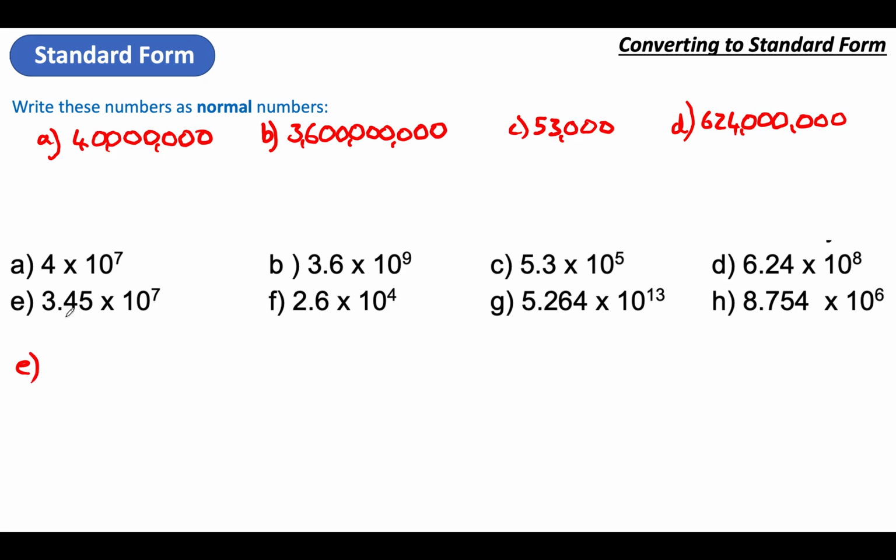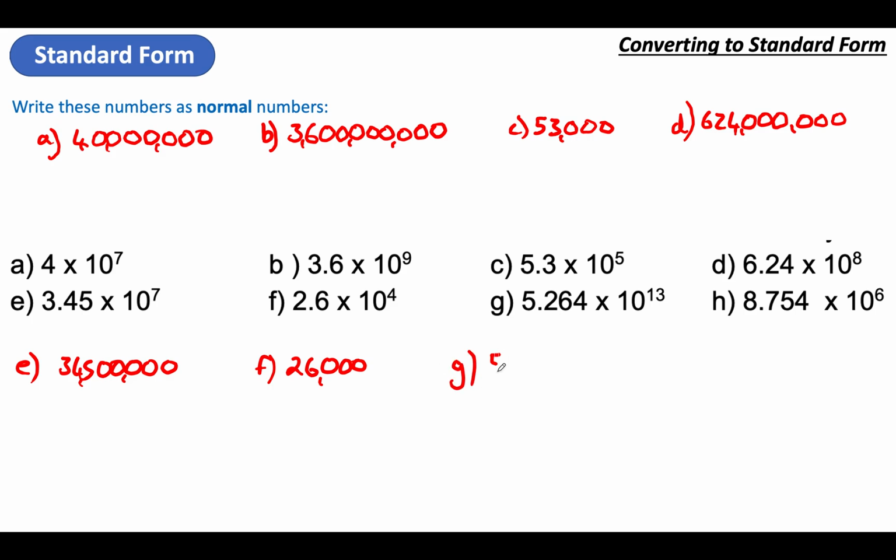Right, 3.45 times 10 to the power of 7. 345. That's 2 places bigger. And another 5. So you should have 34,500,000. F, 2.6 times 10 to the power of 4. Well, 26 is one place bigger, and another 3, so 26,000. Oh, that's a rather neat little number, isn't it?